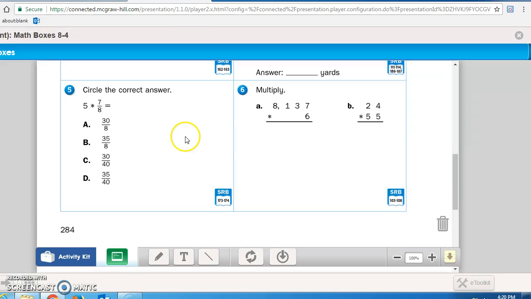When you finish Math Box 4, you need to circle the correct answer for 5 times 7/8, and then you need to multiply. Again, use any method you need. You can use traditional method, you can use partial products, or you can use lattice. So go ahead, finish this page, and then turn to the Math Journal answer key page 284 and correct it, please. Pause the recording now and do that.